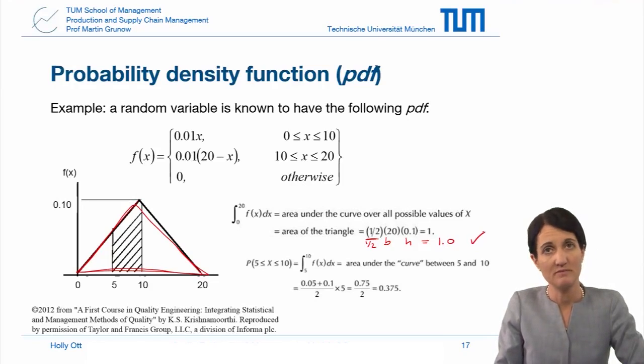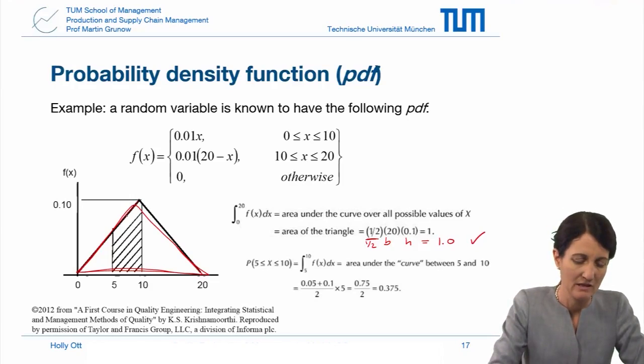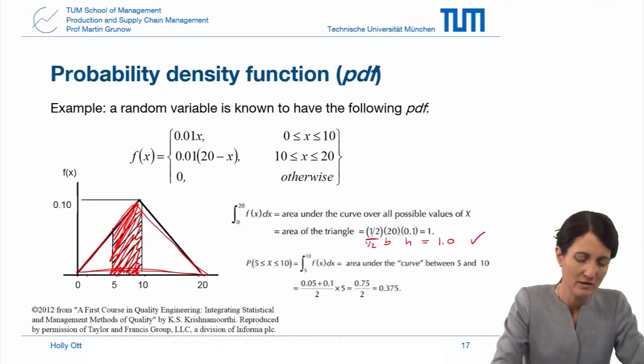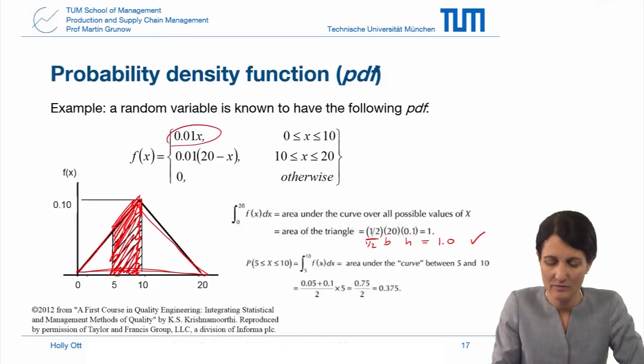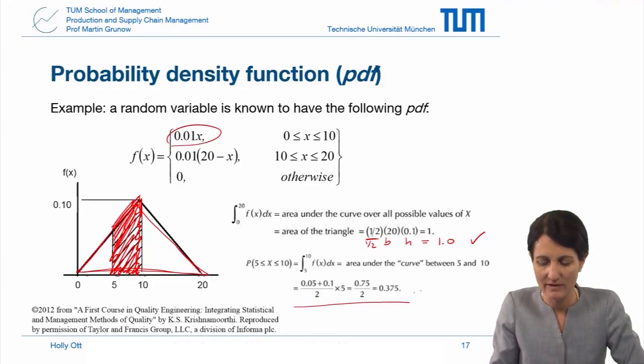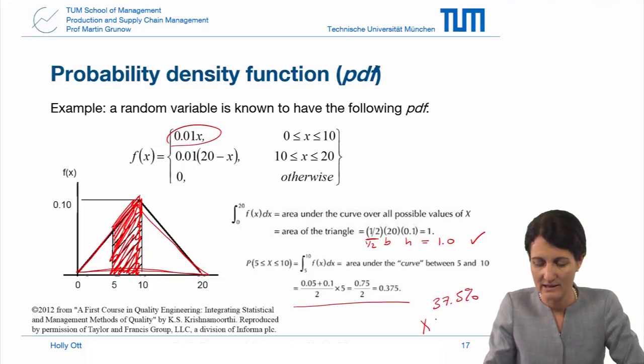We also say we're interested in the probability that our random variable lies between the values 5 and 10. Then we take the integral of f of x from 5 to 10, and here we're looking under this part of the curve. So we take the integral of 0.01x, and if we solve that, we find out we have a 37.5% probability that x is between 5 and 10.